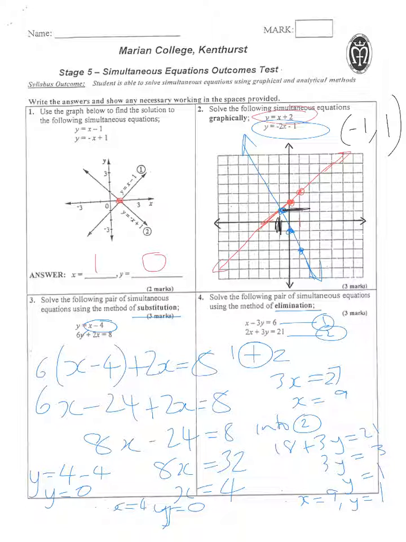Now it's probably important to test those values into the other equation to see that it works. And we get 9 into equation 1, we get 9 minus 3 1's, which is 3. 9 minus 3 is 6, so it works.